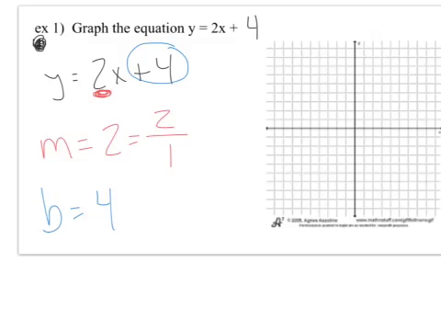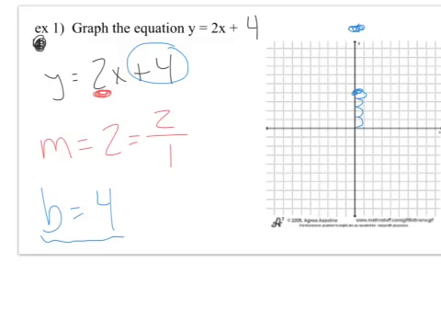So then step 3 says we're going to plot the y-intercept, which is this 4 down here. And since this is the y-intercept, it's going to go on your y-axis, which is your vertical axis. So we're going to go up 4 on the vertical axis. 1, 2, 3, 4. We're going to put a point right there. So notice I went up 4 steps, 1, 2, 3, 4, and put that dot.